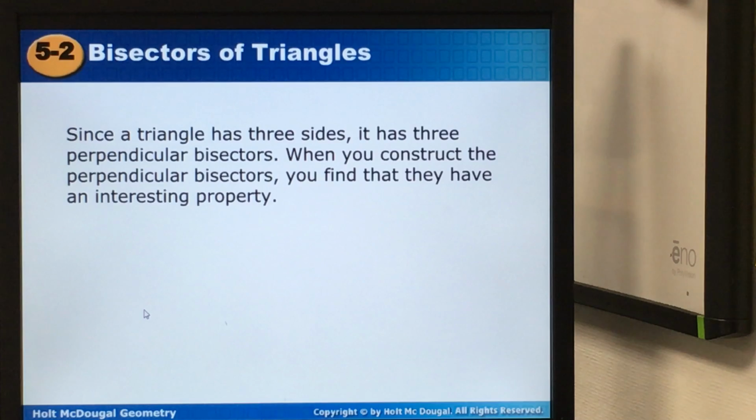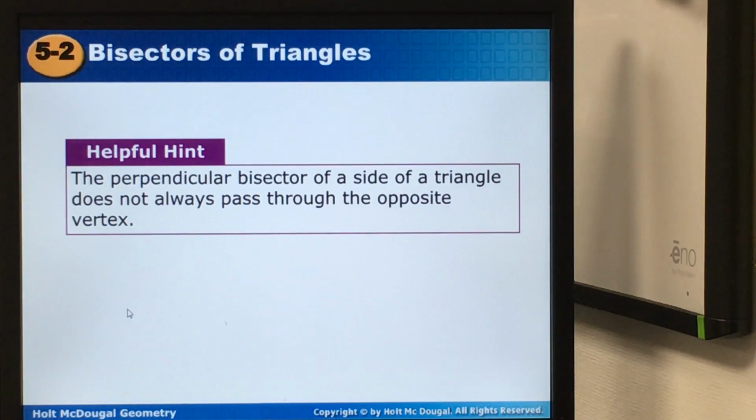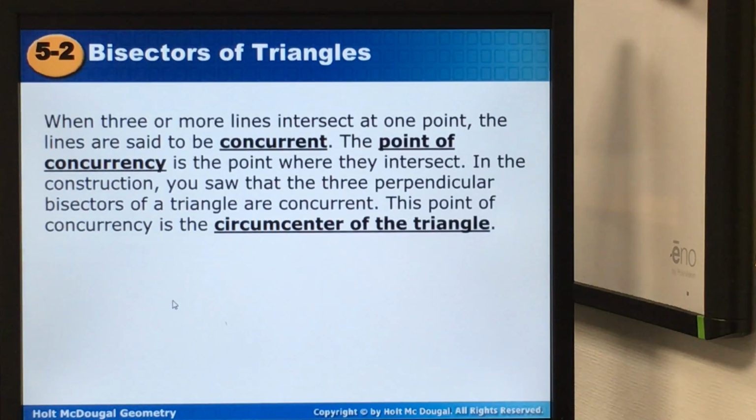So we know that a triangle has three sides, so it has three perpendicular bisectors. And when we construct those perpendicular bisectors, this is what we're going to find. Okay? Now the perpendicular bisector does not always pass through the opposite vertex, so you need to take note of that.